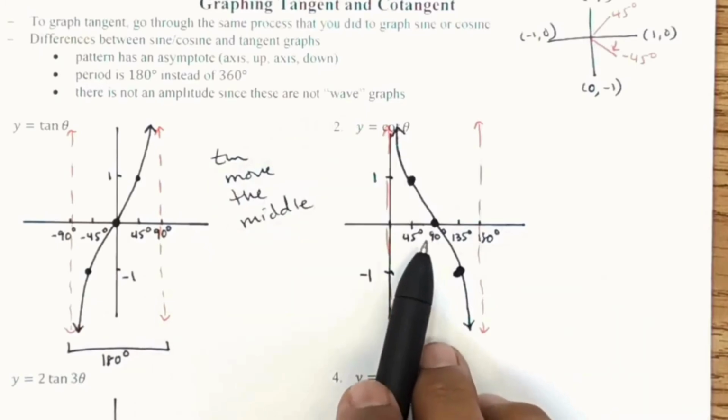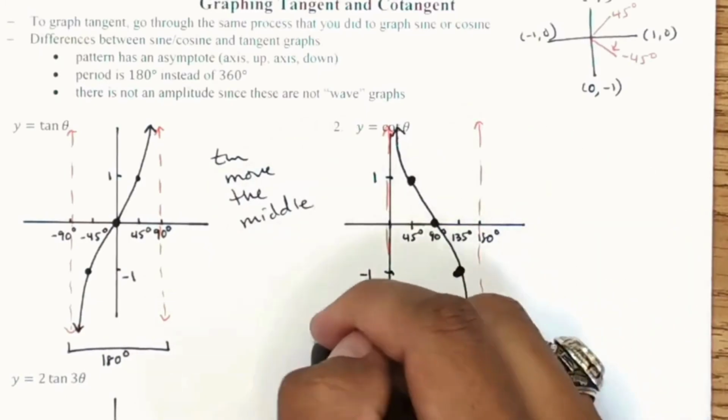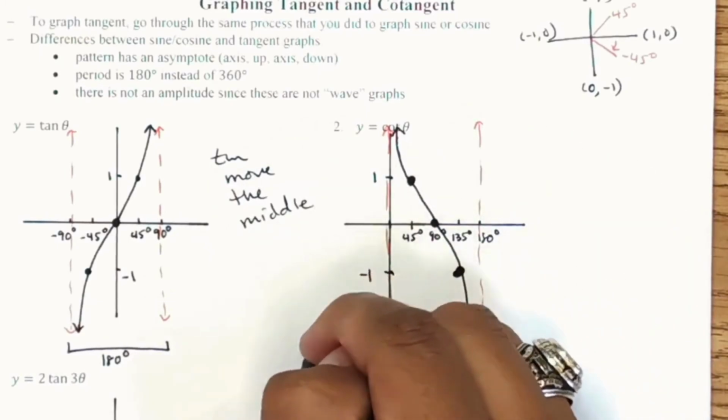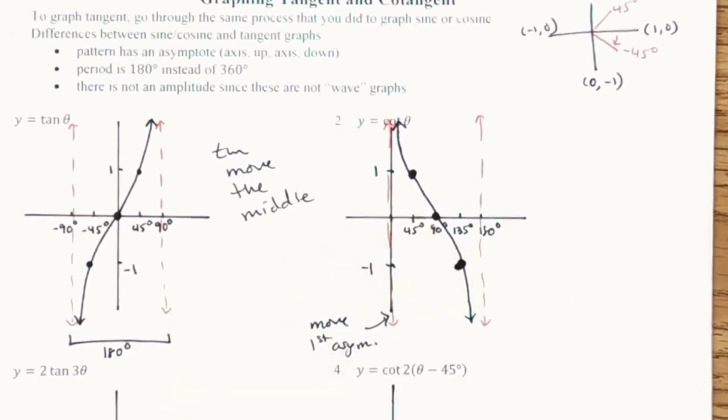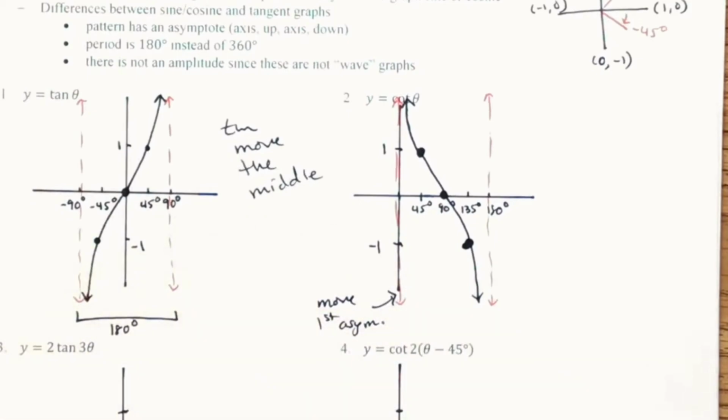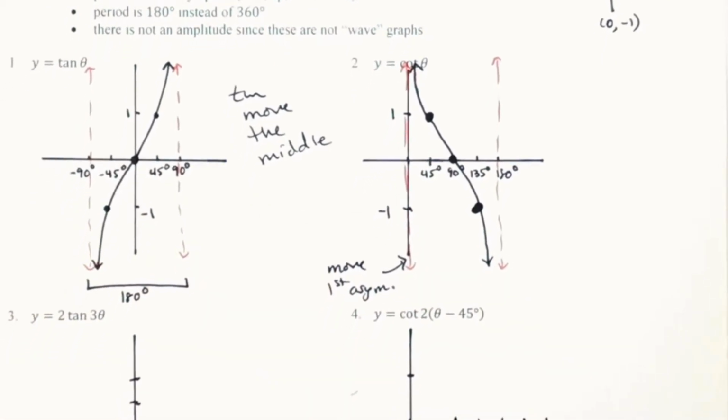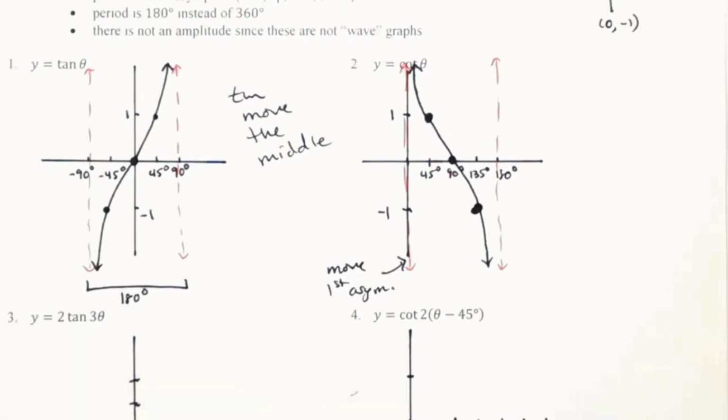And for cotangent over here, we move the first asymptote. I'll just abbreviate it. Okay, so make sure you're doing that. And I'm looking down at our notes and noticing that there aren't really any moving left and right of tangent. So I'm going to probably change one of those.